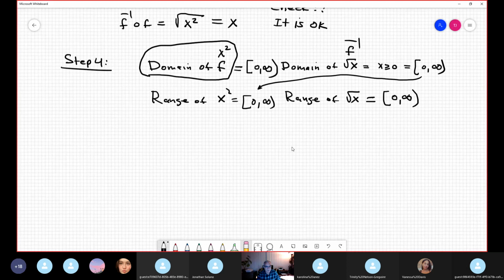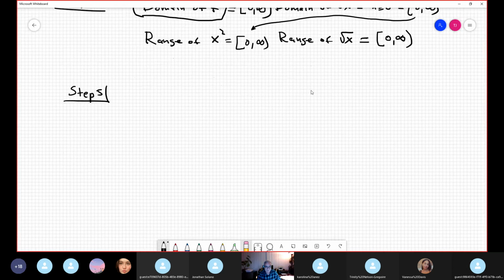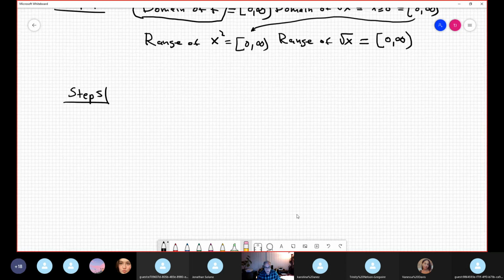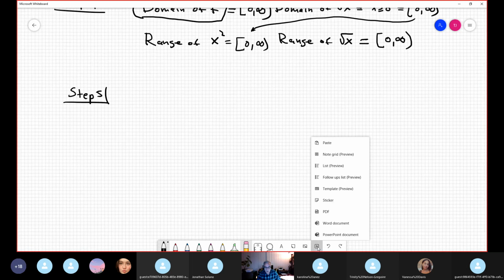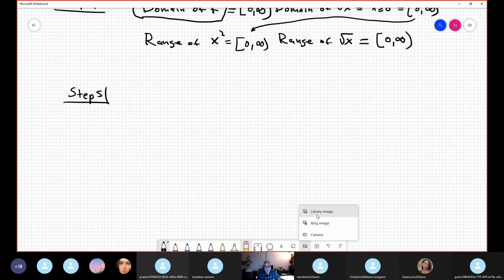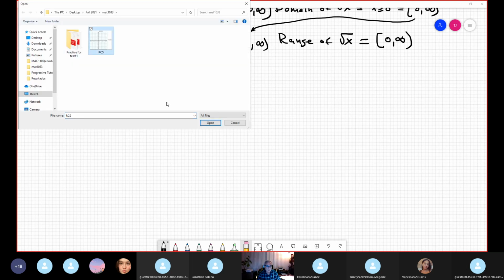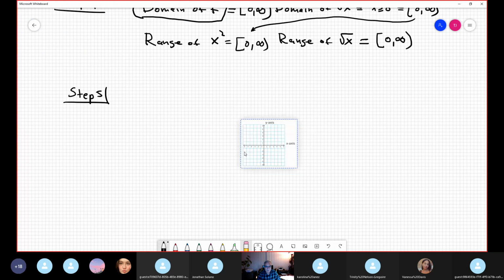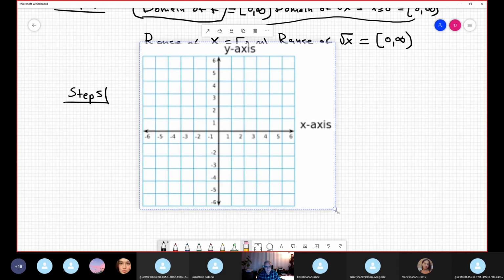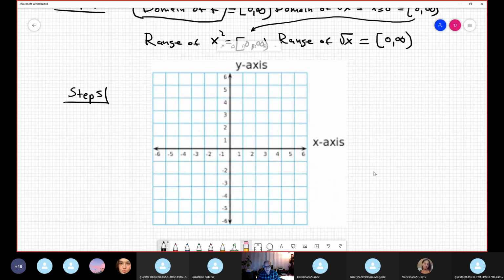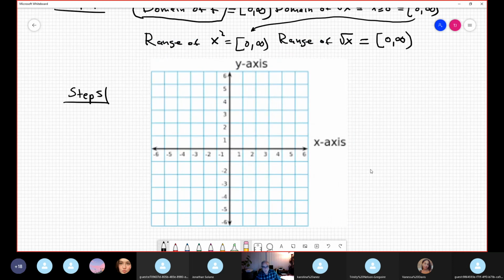And what about step 5? The graphic part. Well, let me try to do my best after we see this. Okay, let me bring the image of the rectangular coordinate system. Boom. Exactly. Let's do the graph of the function f of x equals x squared, semicolon, x greater than or equal to 0.